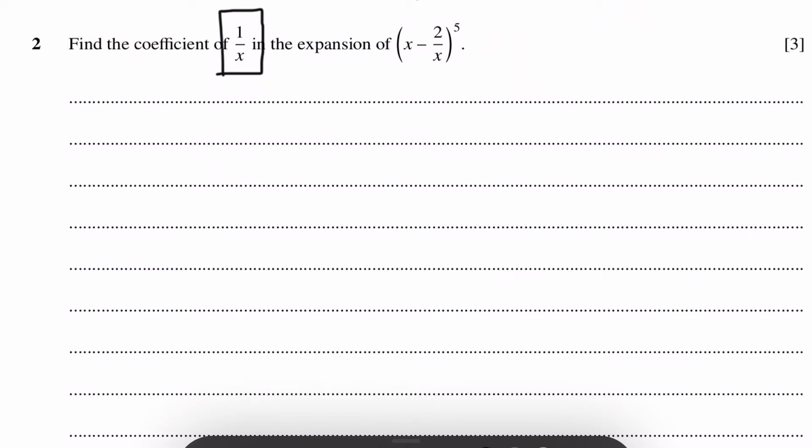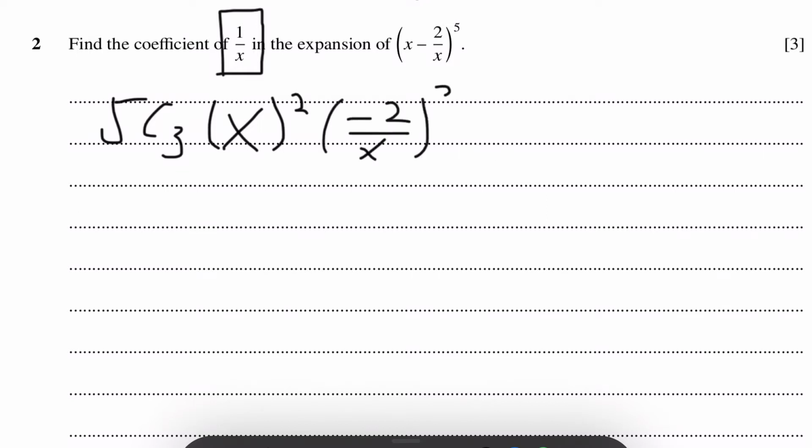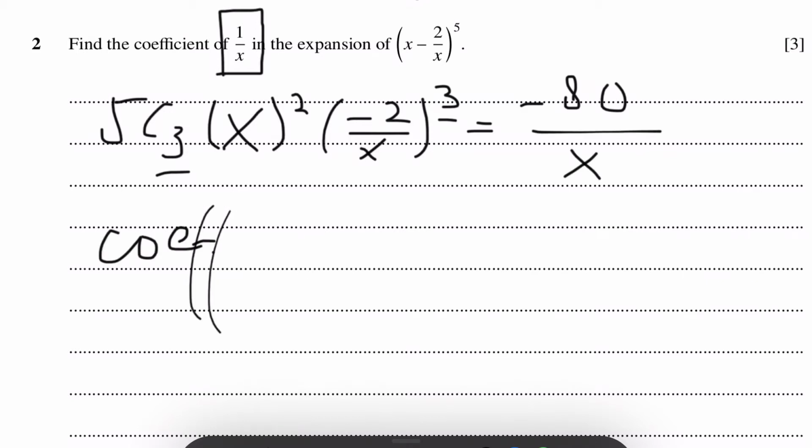So in order to get 1 over x, you need to multiply 5C3 by x squared and negative 2 over x cubed. The numbers here are the same, and that will give you negative 80 divided by x. So your coefficient is negative 80.